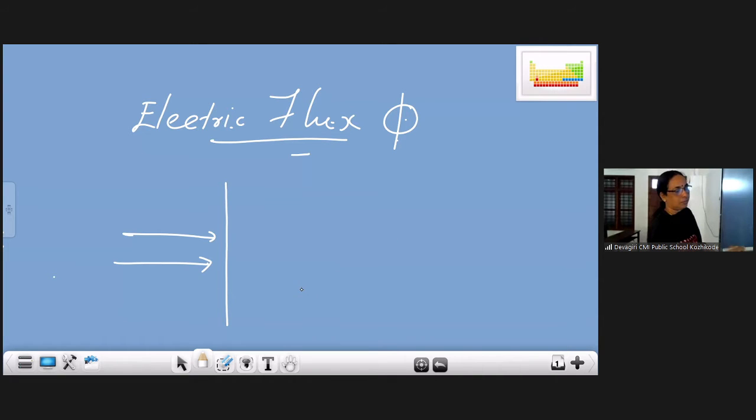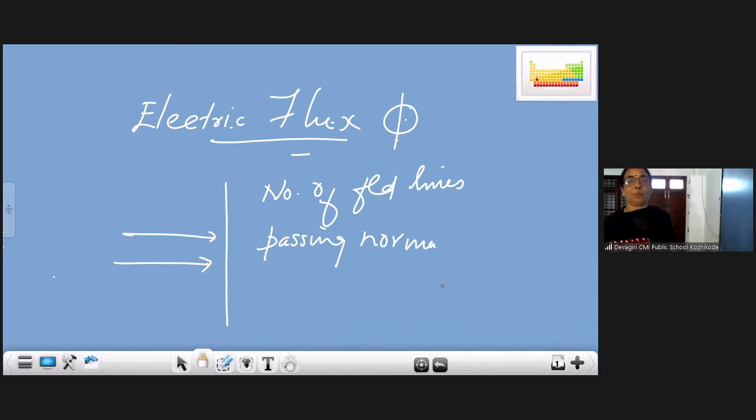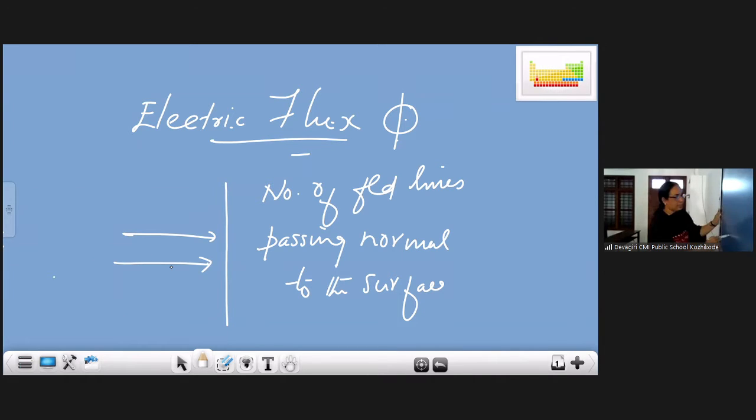So electric flux we always talk about for a surface. What is the electric flux of a particular surface? It is a measure of the number of field lines passing normal to it. Its expression, which we learned right now, is written with the letter phi, equal to E dot ds, that is E ds cos theta.